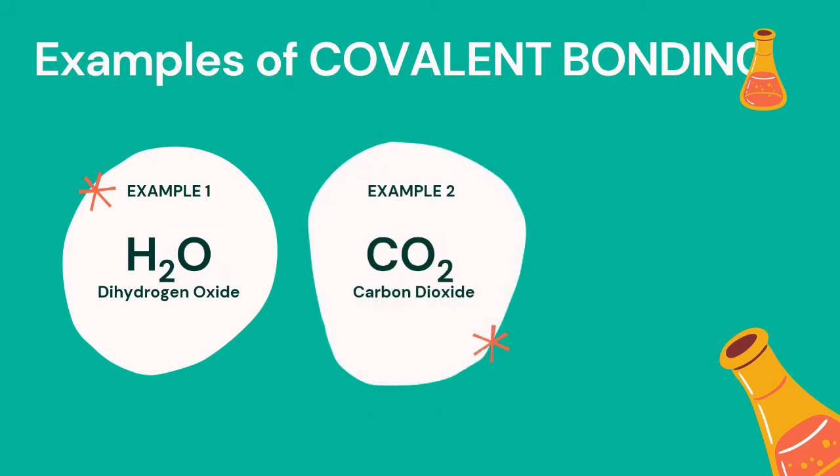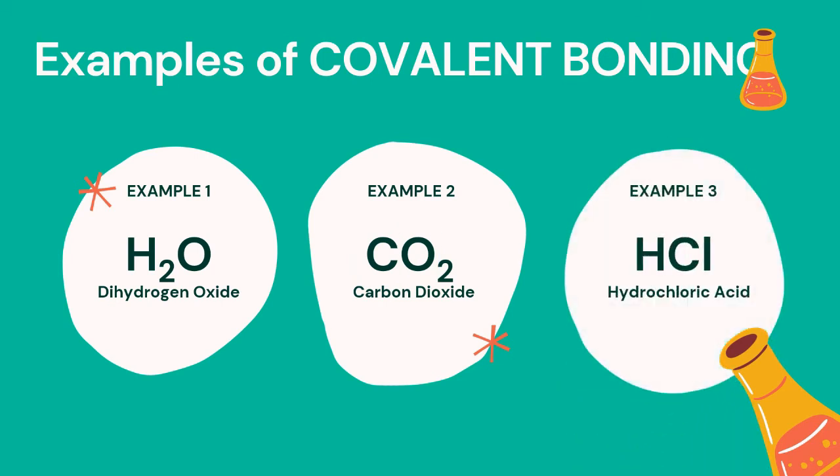Second is carbon dioxide. The first element is carbon, the second element is oxygen, and they form carbon dioxide. And that is also another example of covalent bonding, a combination of two nonmetals, carbon and oxygen. Next is hydrochloric acid. Later on, in the next video, I will show you how to name these compounds, why we come up with hydrochloric acid and carbon dioxide and dihydrogen oxide. So the nonmetal here is hydrogen and another nonmetal is chlorine.